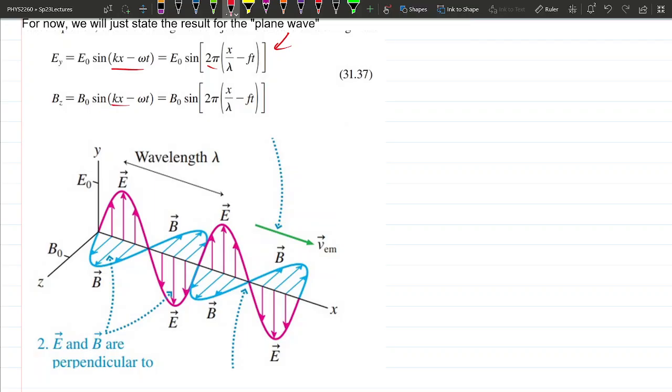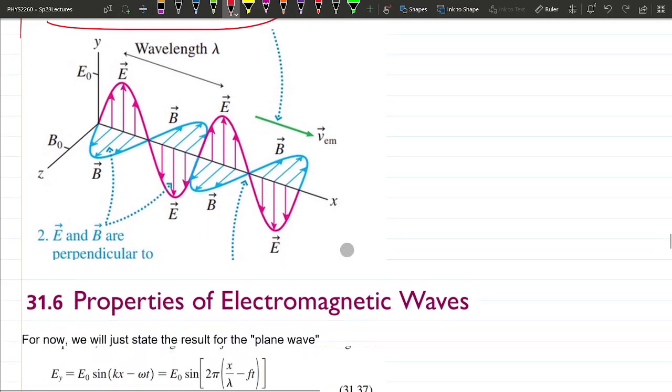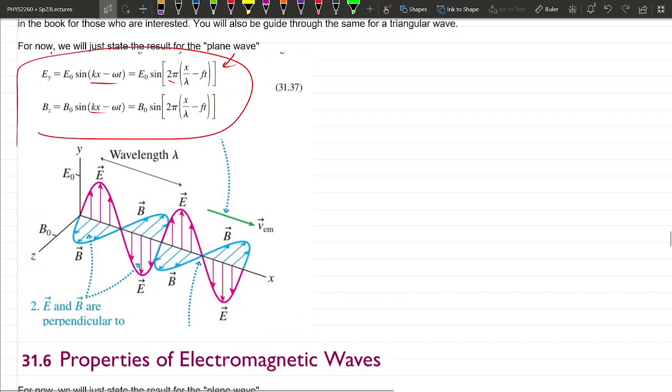This is how you can describe an electromagnetic wave, by writing one equation for the electric field and one equation for the magnetic field. They look very similar, but they have different amplitudes. Be a little careful. They don't necessarily have to have the same amplitude.